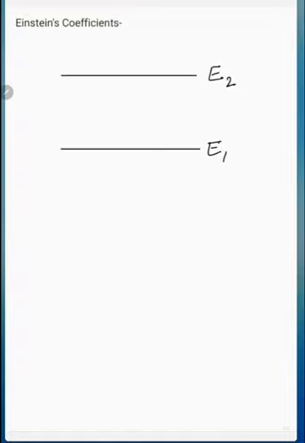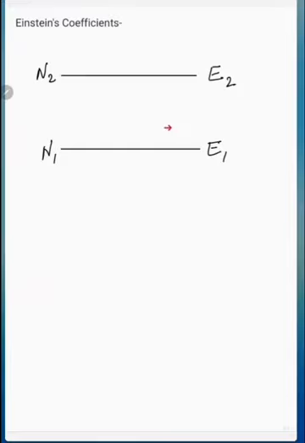Suppose, friends, we have an atomic system which has two energy levels. Suppose the energy of the lower energy level is E1 and the energy of the higher energy level is E2. Initially there are n1 atoms in the lower energy level and n2 atoms in the higher energy state E2.